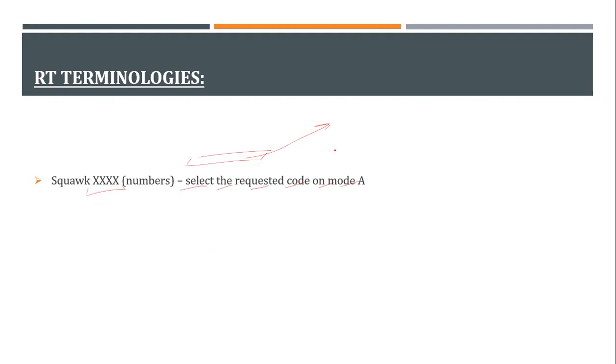All right, there are some things which I want to tell you, which will be helpful in your flying as well. Squawk, whatever the number given to you, means select the requested code on Mode A. Suppose that you've just taken off from a field. When you take off, you don't have any code. You'll be requesting from the different towers.